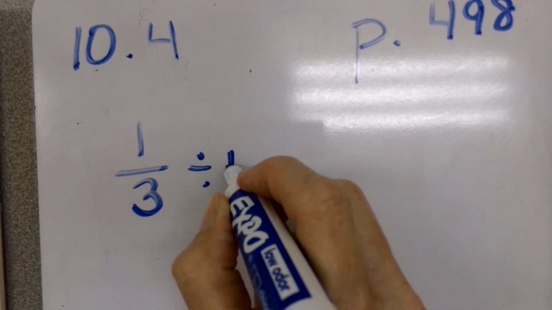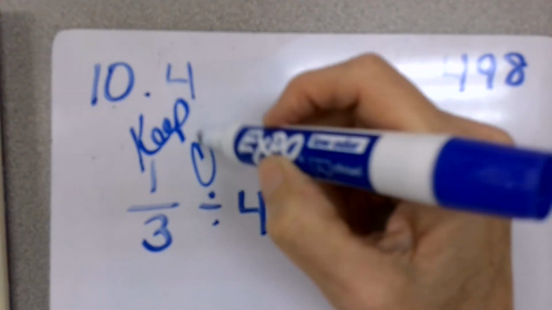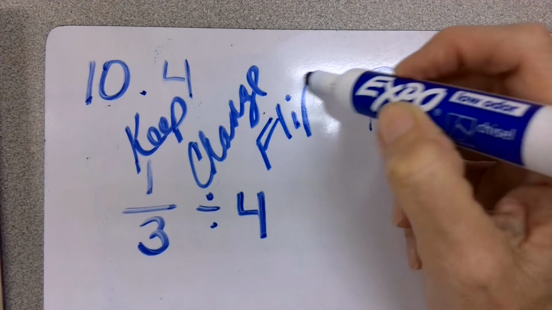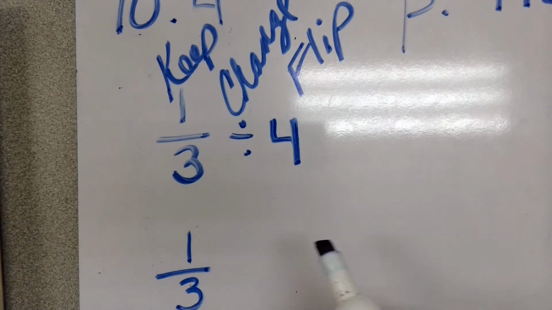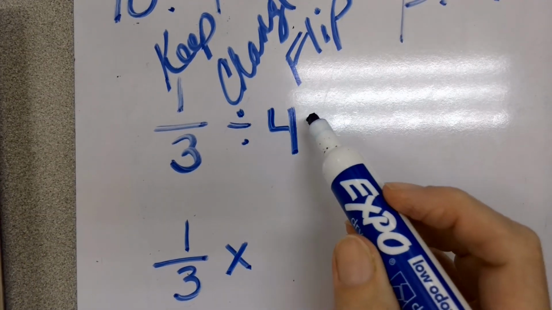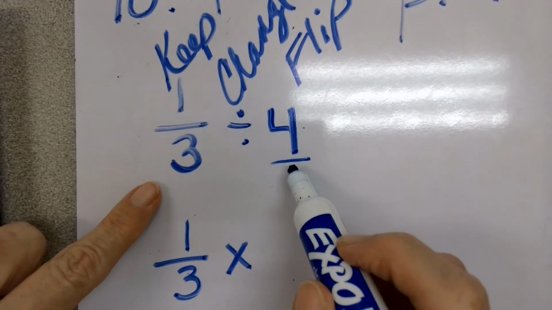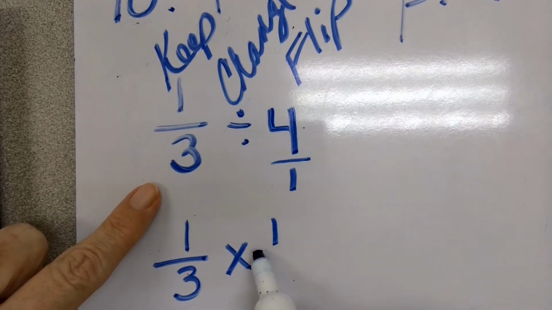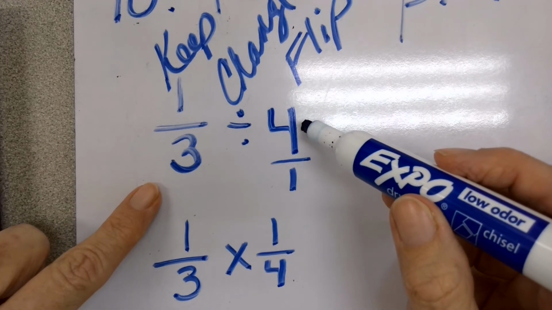1/3 divided by 4. And again, we're going to keep, change, and flip. All right, so we're going to keep the 1/3. We're going to keep our dividend. We're going to change our division to multiplication. And as a whole number, a 4 is actually 4/1. So now we're going to flip that to where it's 1/4. Remember, whole numbers always have an understood 1 under them.